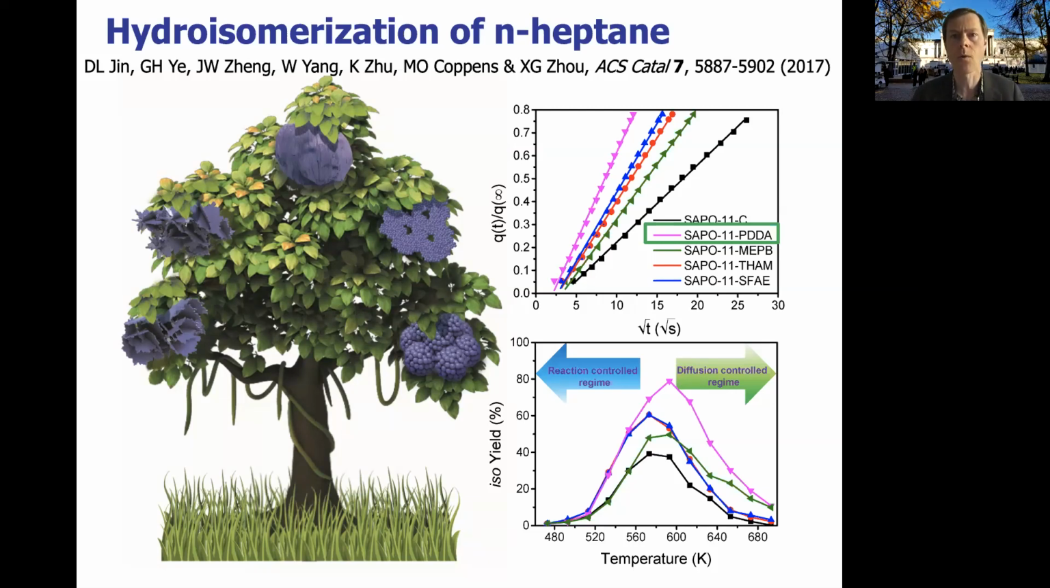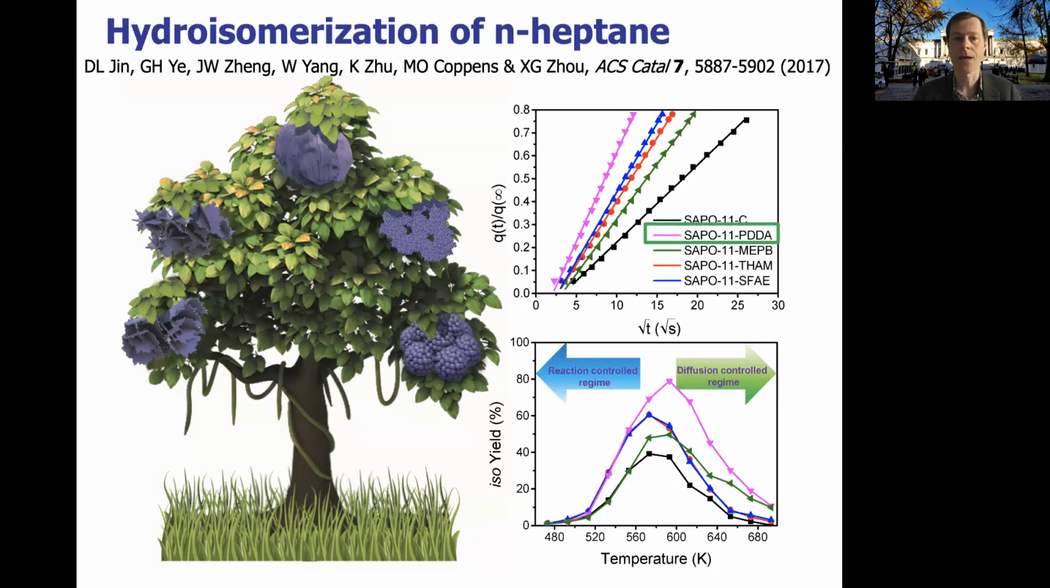So why are we interested in normal heptane? Well, normal heptane, you have it in different oils. And when you want to increase the octane number of a gasoline, you need to isomerize them. And you would like to have isooctane, say, to have a higher octane number, right? And so there's a process called hydroisomerization that does this. And we can use these materials with some noble metal deposited on it.